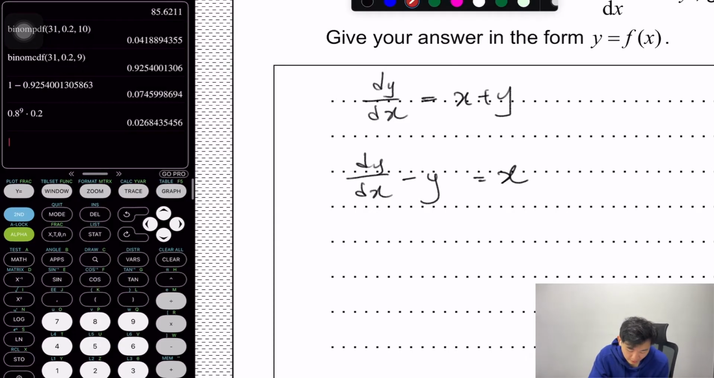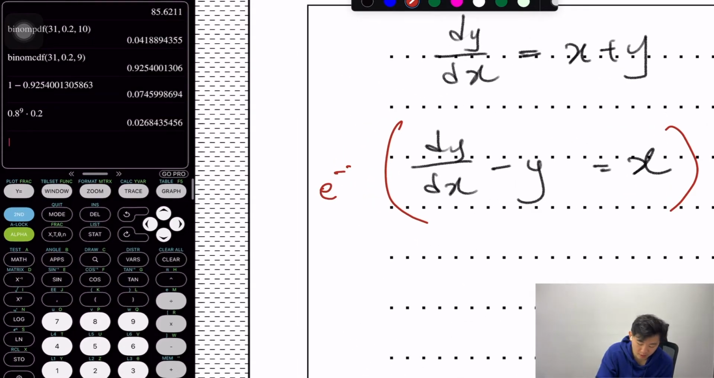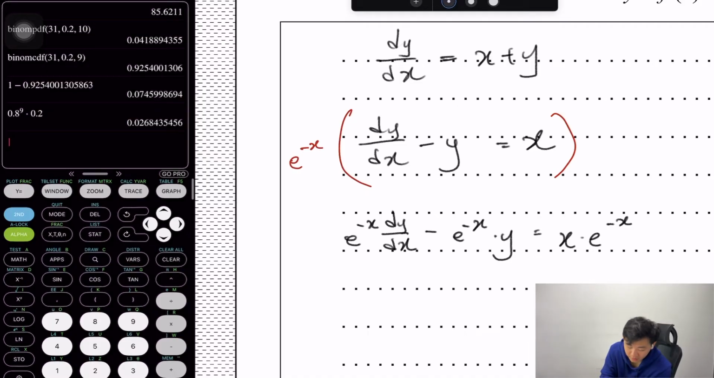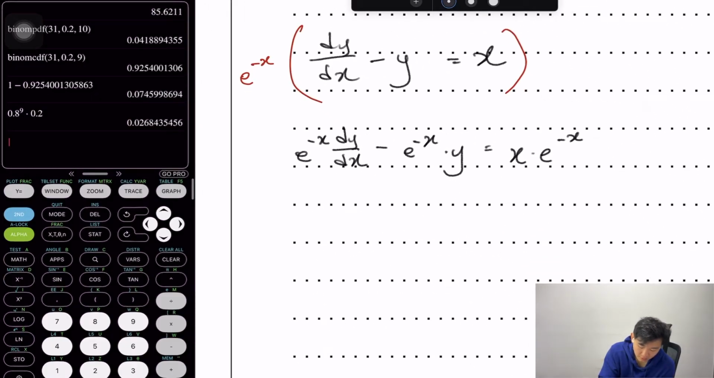I'm using a longer approach to show you guys what's going on there. I'm trying to multiply everything by e to the power of negative x. So then you're going to have e to the power of negative x times dy dx, minus e to the power of negative x times y, equals x times e to the power of negative x. Now, if you think a little bit first, take a look at why do we have to multiply this e to the power of negative x?